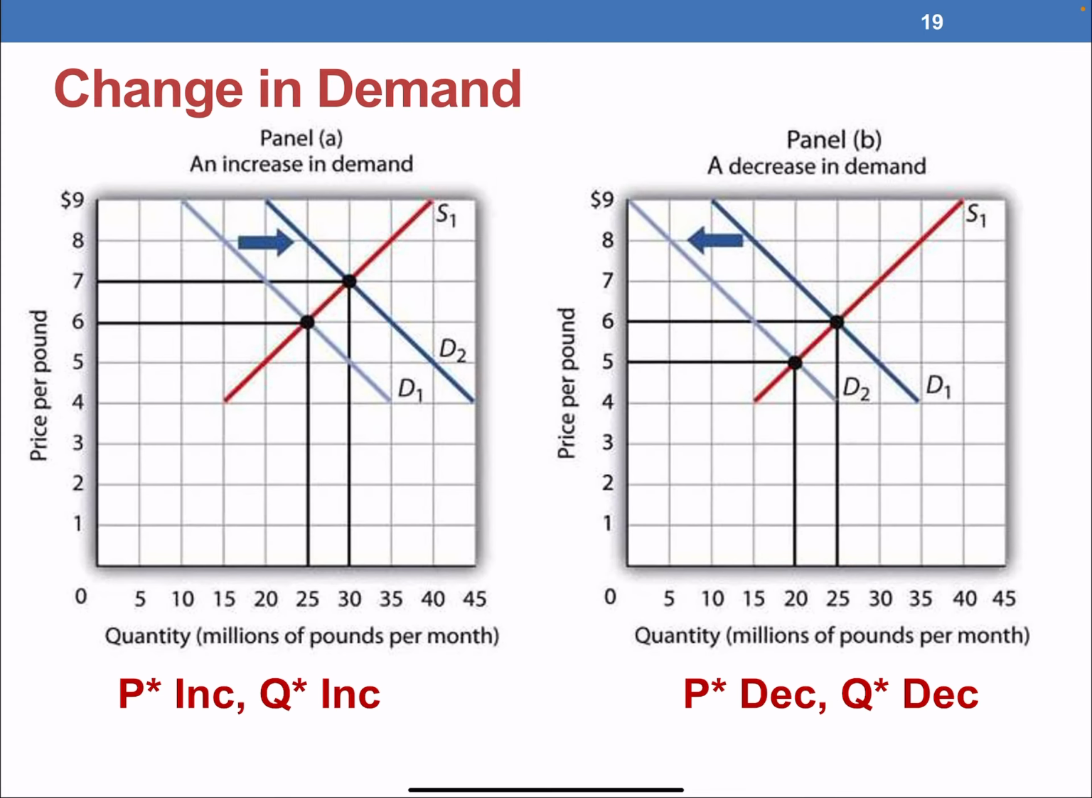So again, here's the change in demand. Over here in panel A, we're showing an increase in demand. So we increase from D1 to D2. Price goes up, quantity goes up also. And then over here in panel B, we're going to show a decrease in demand, because both of them are going to go down for the decrease in demand.